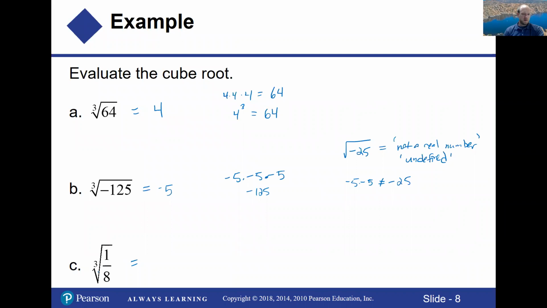But in this example down here, let's move on. This is the cube root of 1/8. And just like the other one where we had the square root of 16 over 25, I can in fact use that quotient rule and break this up into the cube root of 1 divided by the cube root of 8. And again, the cube root of 1 is just 1. 1 times 1 times 1 is 1. And then the cube root of 8 is 2. All right, 2 times 2 times 2. So cube root of 1/8 is equal to 1/2.